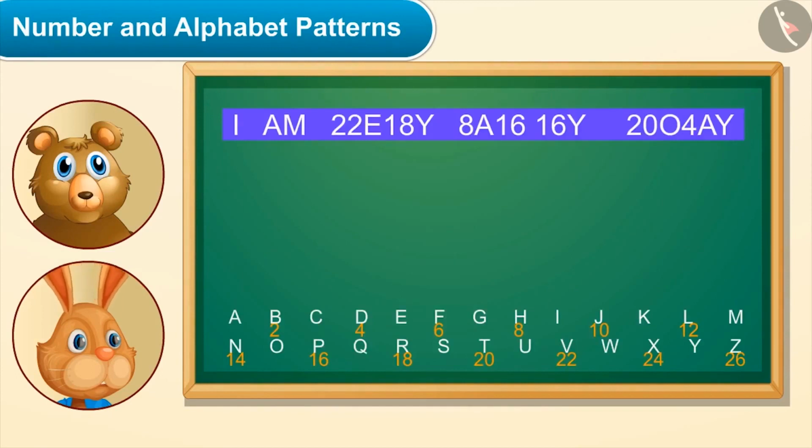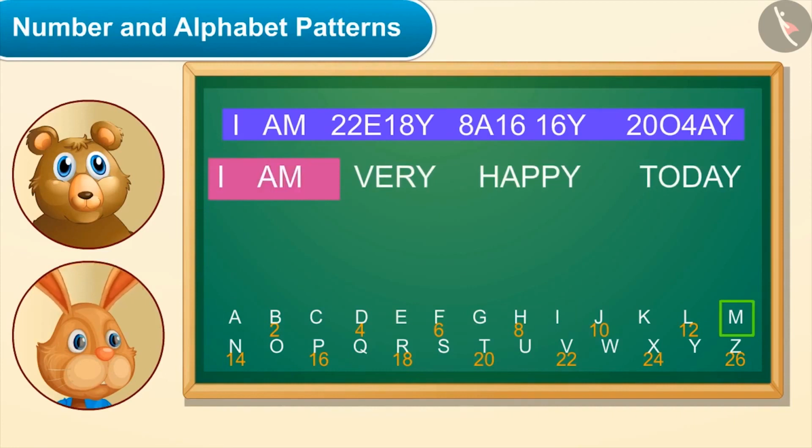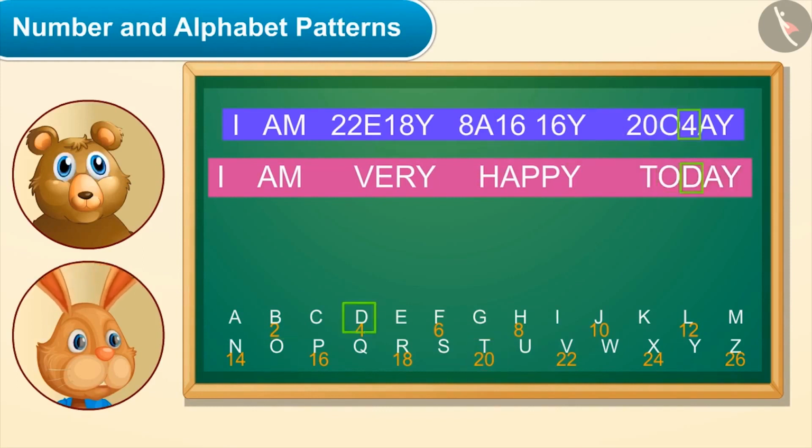What is this? I wrote down whatever you said. As you can see, I have not given any numbers to I, A and M. They will be written as it is. Then for the next word, very, I have written V as 22, E as E itself, R as 18 and Y as Y itself. Then I have coded happy as 8A, 16, 16, Y and today as 20, O, 4, A, Y. Oh, wow!